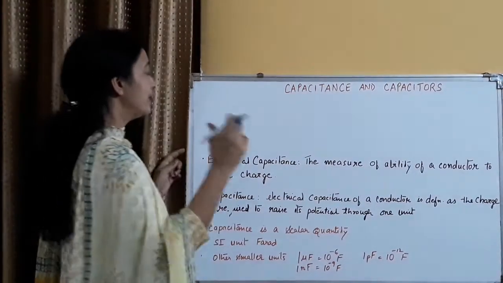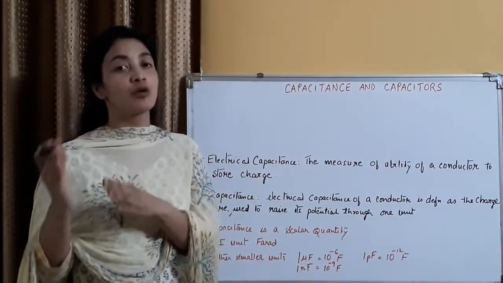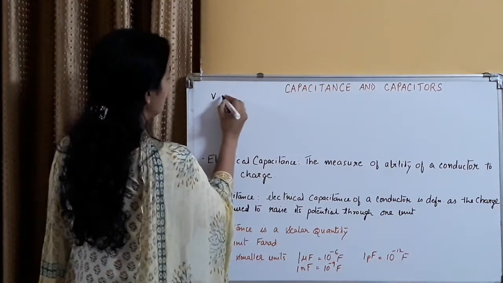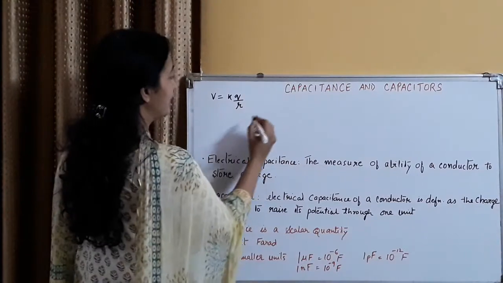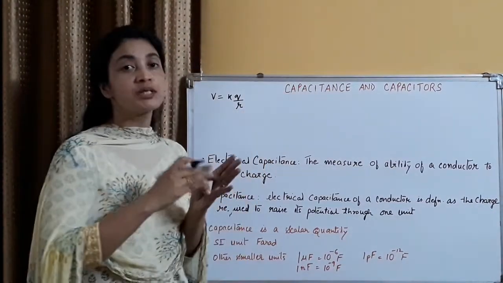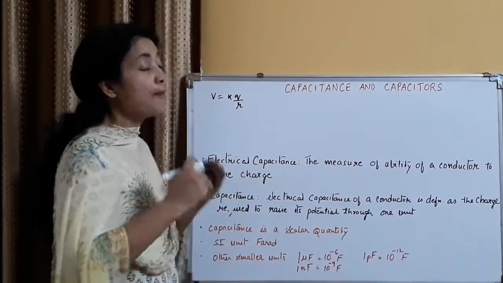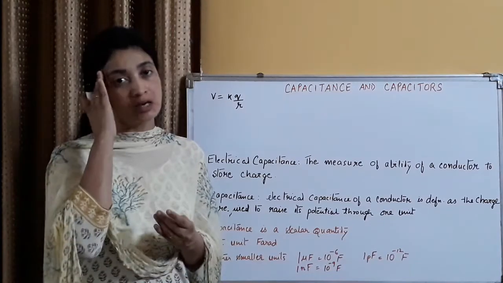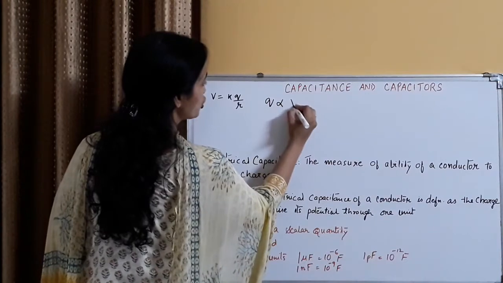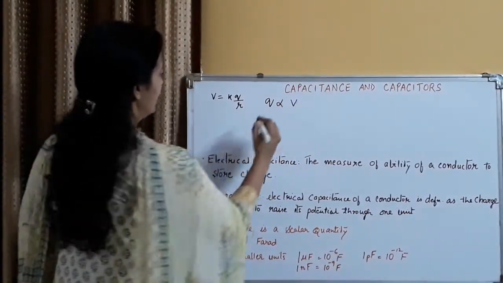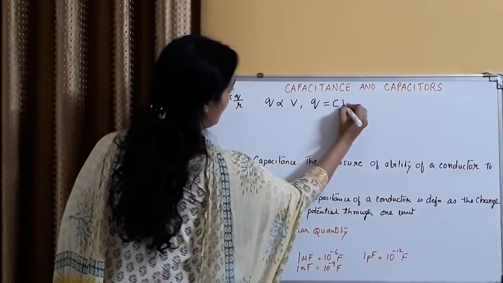Now we all know that whenever some charge is given to a conductor, its potential rises. Why? Because you know the potential is kq by r. From here you very clearly know that whenever you give some charge to the conductor, its potential increases. Some more charge is given, potential increases still further. Hence you can say that Q is directly proportional to V. And if I want to introduce a constant, I can say Q is equal to CV.